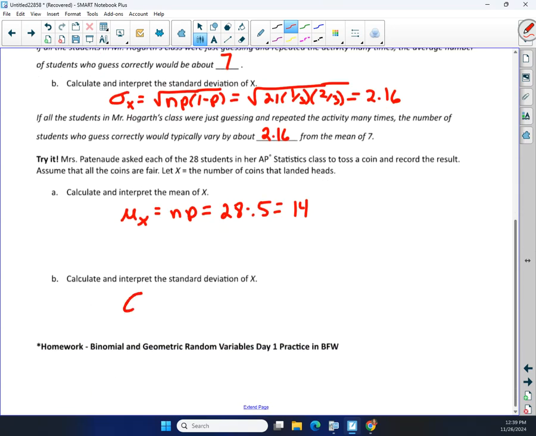So the standard deviation is the square root of N times P times 1 minus P, which is the square root of 28 times 0.5 times 0.5, which is 2.646. So you would say the number of times that the student gets a heads varies by about 2.646 from the mean of 14.